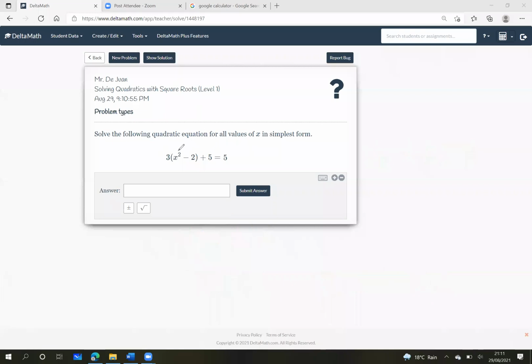Remember, you must have everything isolated before you take the square root symbol. In this example, we got to distribute, everyone, distribute, okay? So now we have 3x squared minus 6 plus 5 equal to 5. Simplify, negative 6 plus 5, negative 1. 3x squared minus 1 equals 5.